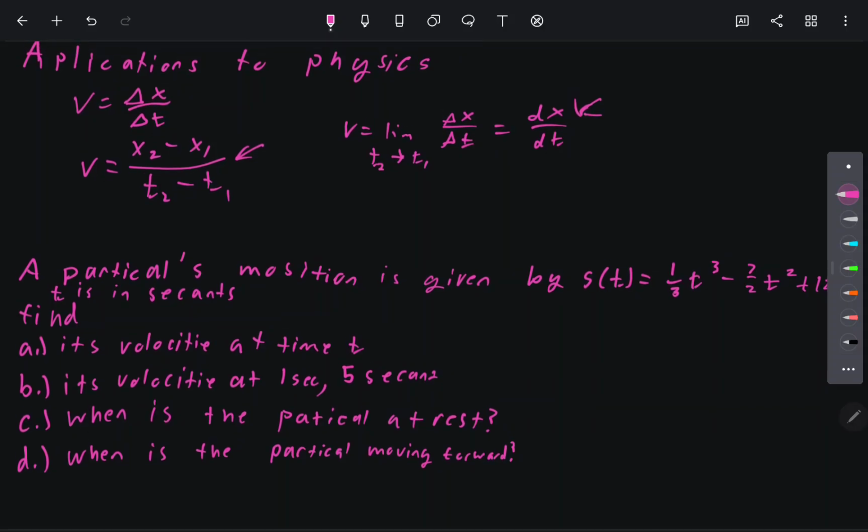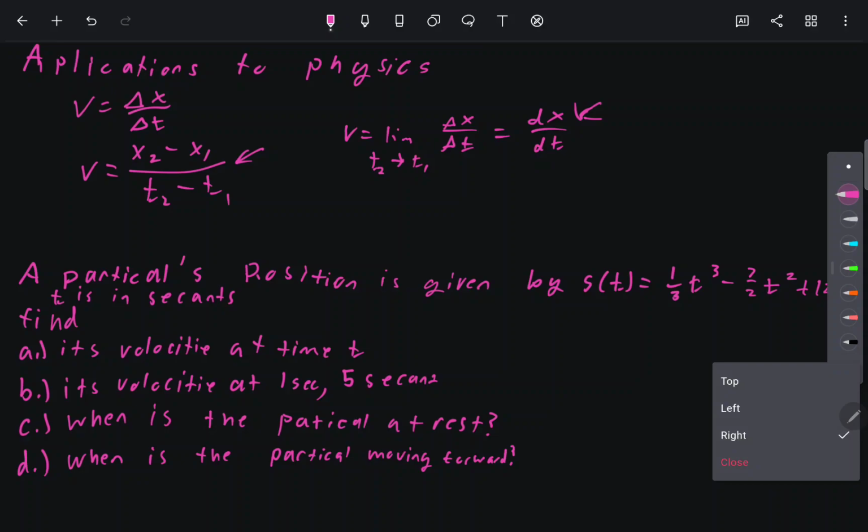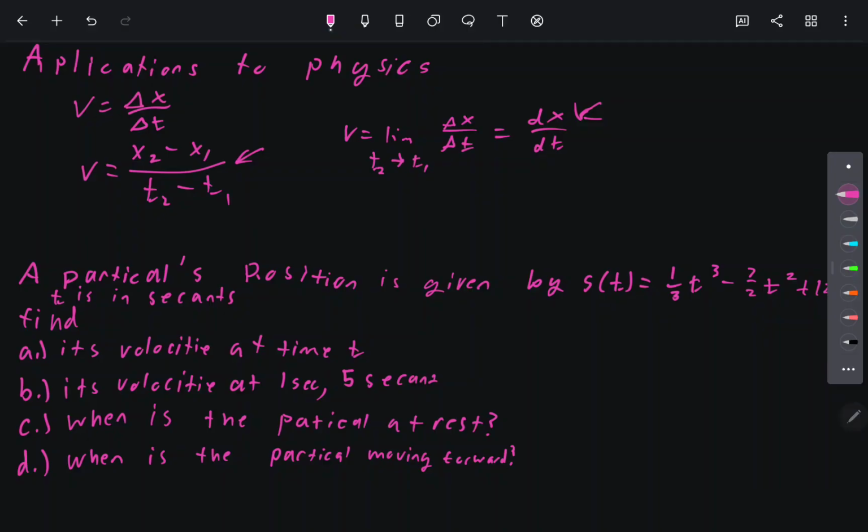For this, I have a little practice problem for us. A particle's position is given by s(t) = 1/3 t^3 - 7/2 t^2 + 12t, and t is in seconds. Find its velocity at time t. Find its velocity at 1 second and 5 seconds. When is the particle at rest, and when is the particle moving forward?